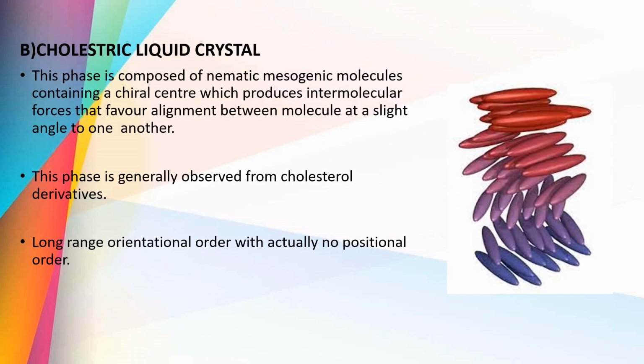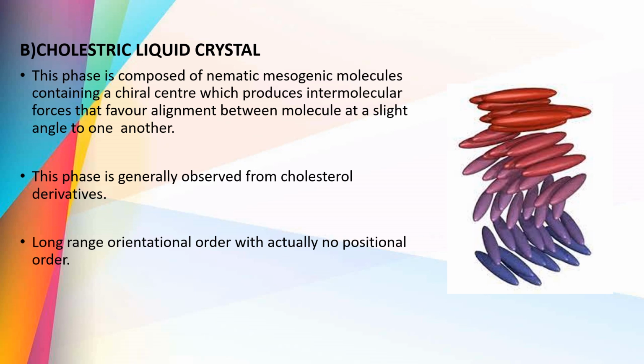Now let us move on to the next classification of liquid crystal, that is cholesteric liquid crystal. This phase is composed of nematic mesogenic molecules containing a chiral center, which produces intermolecular forces that favor alignment between molecules at a slight angle tilted to one another. This was found in pure cholesterol esters and hence the name cholesteric liquid crystal.